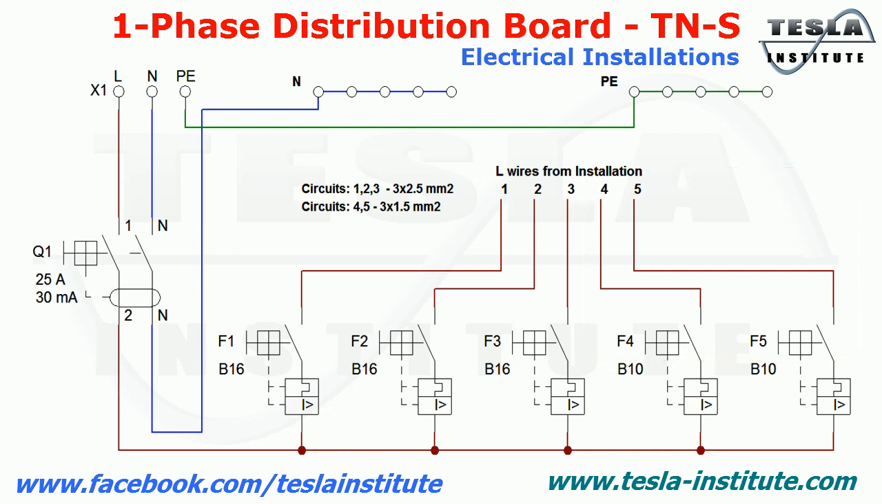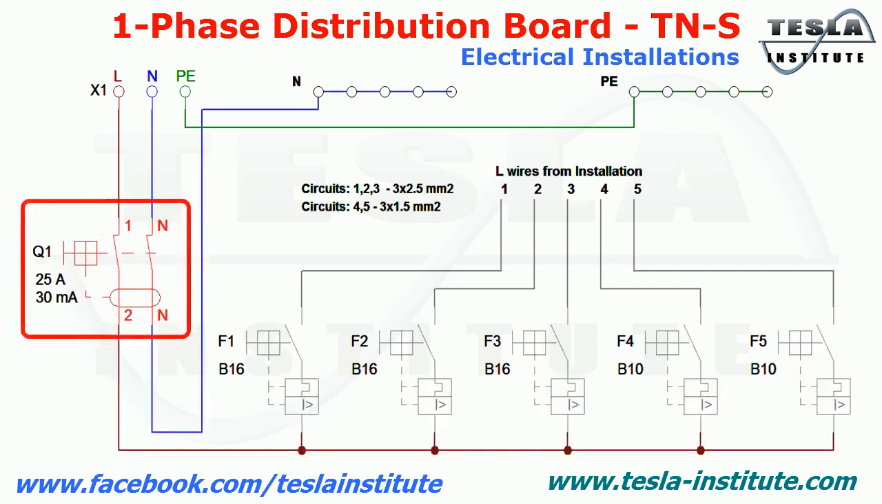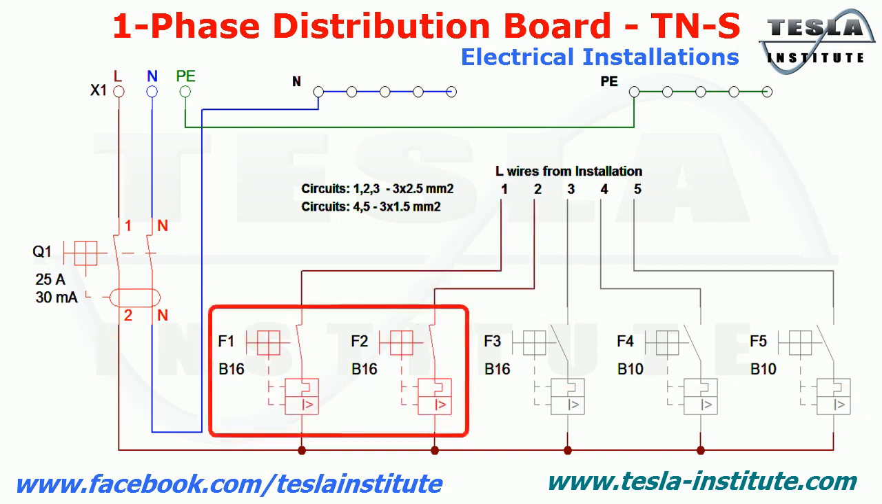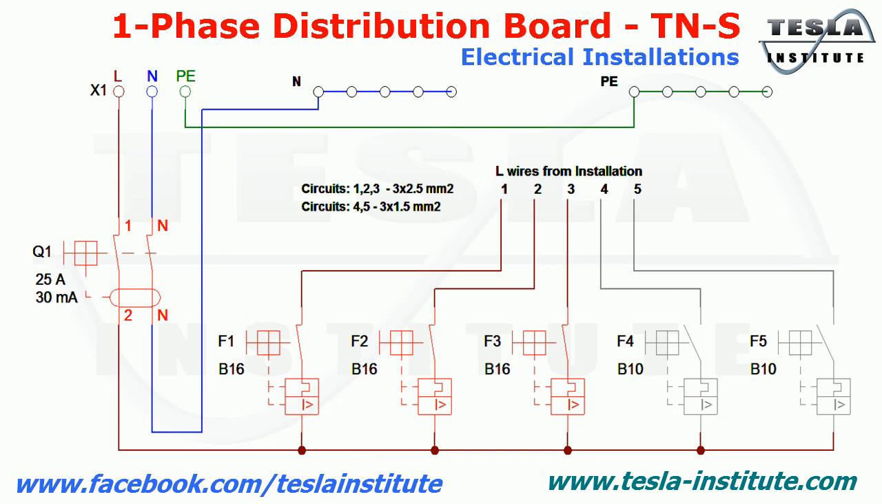Now let's look at various operating states of our distribution board. Here all devices are off. We have voltage only on the input terminal of the RCD device. After turning on the RCD device, the voltage appears on the common point of all circuit breakers. When we turn on circuit breakers F1 and F2, we switch the voltage to circuits 1 and 2. And next by turning on circuit breaker F3, to circuit 3. Now all circuit breakers are on, and we have voltage in all circuits.